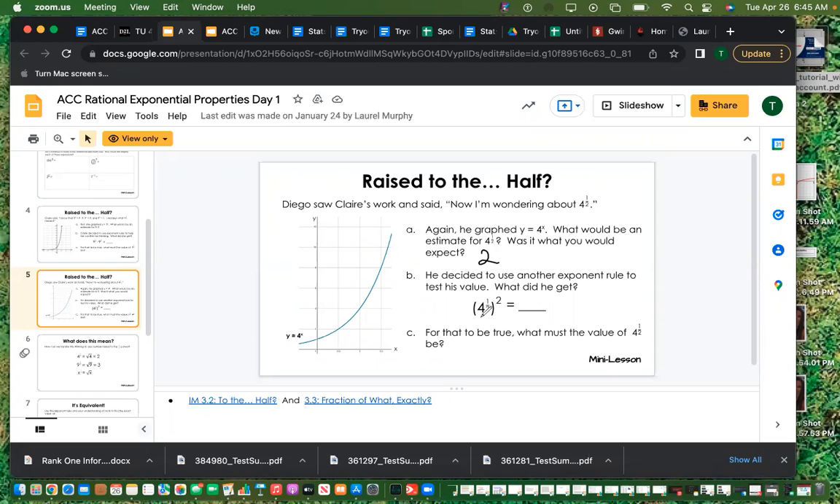What did he get? So 4 to the 1/2, if we're saying it's 2, then 2 to the second power would be 4. And we know from our exponent rules, if we take 1/2 and multiply it by 2, that would give us 4 to the first power, which is just 4. So 4 to the 1/2 would be 2.